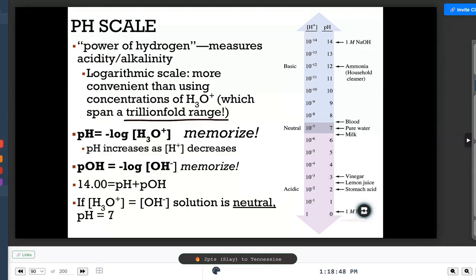Because you've got 10 times the amount of material that's in there, 10 times the amount of hydronium or hydroxide concentration. And so you're going to have a big jump in those values, okay?